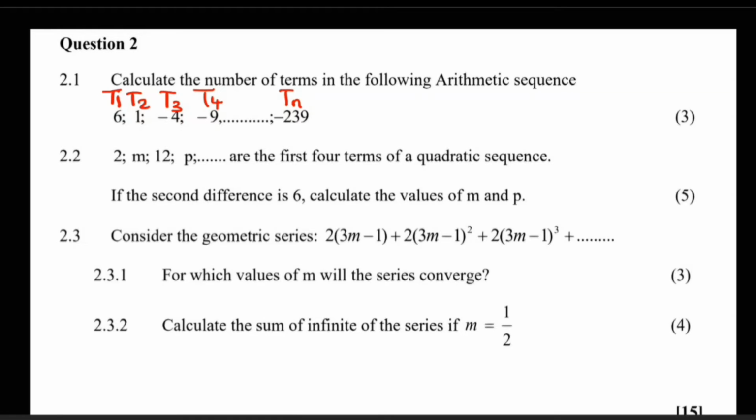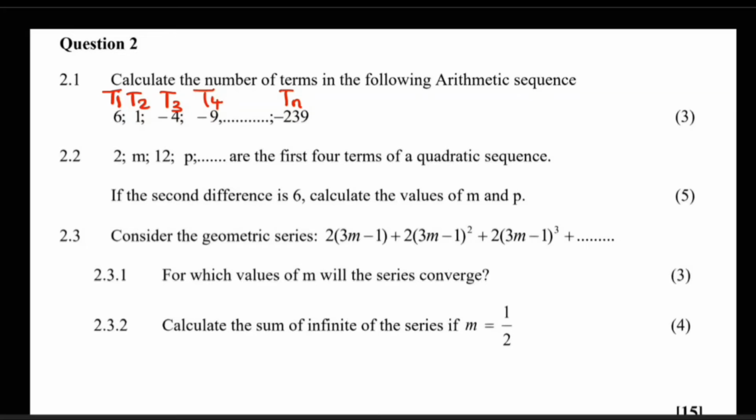Now 2.3.1 says, for which values of m will the series converge? So there is a certain condition that we have in geometric series where it converges. And we know that any series where r lies between negative 1 and positive 1, that is a series that will converge.